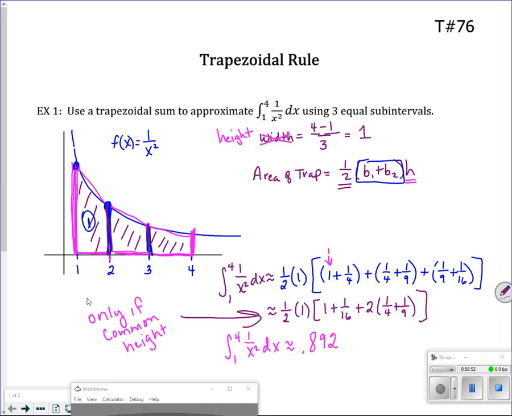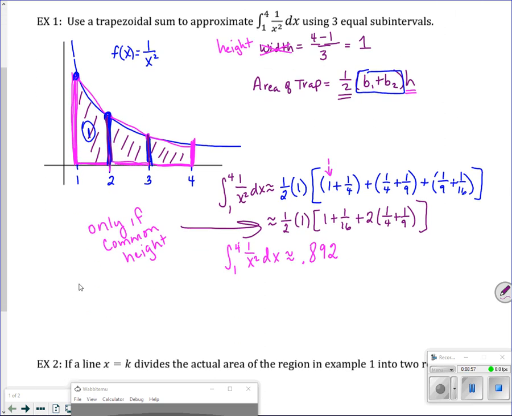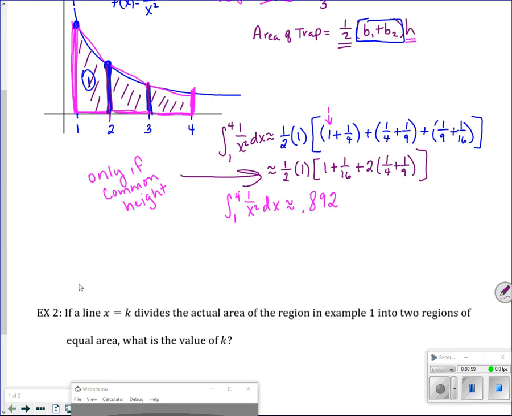All right, let's look at number 2. It says, if the line x equals k divides the actual area of the region in example 1 into 2 regions of equal area, what is the value of k? Now, let's say that this was not on a calculator portion. Okay, so this one is non-calculator. So let's think about what this is saying.